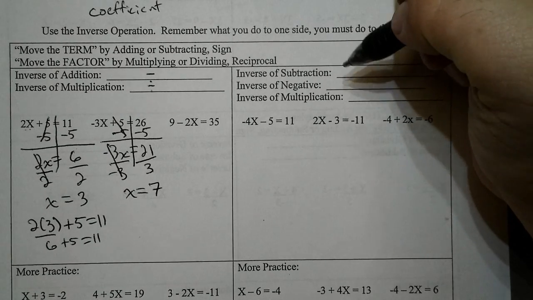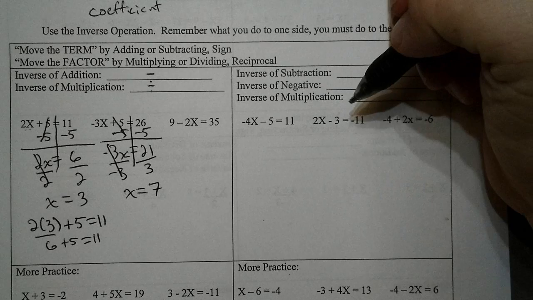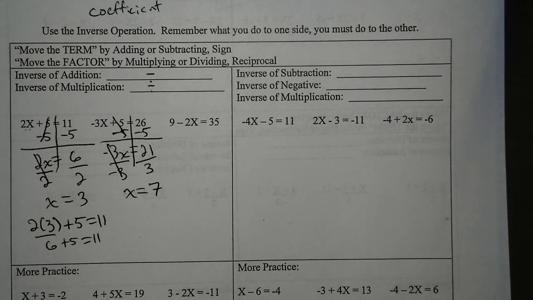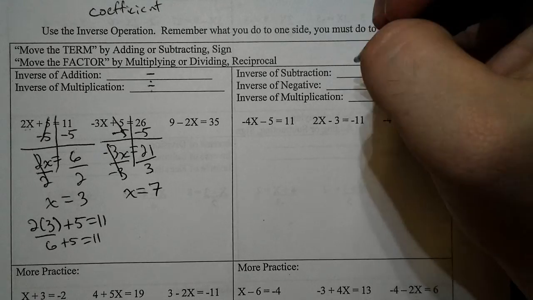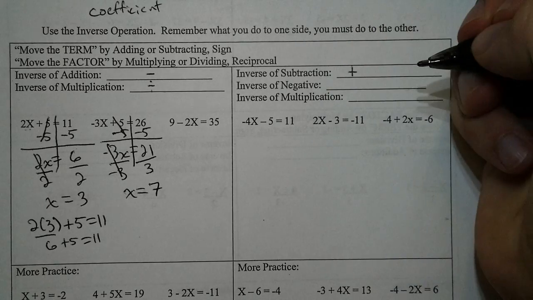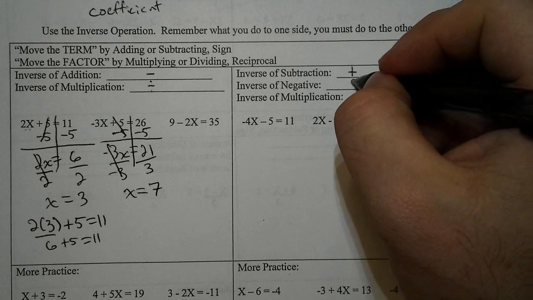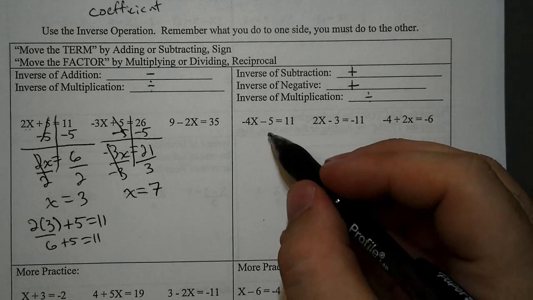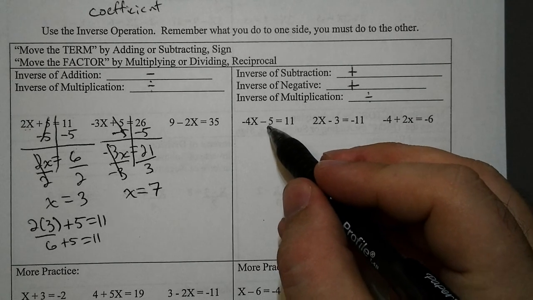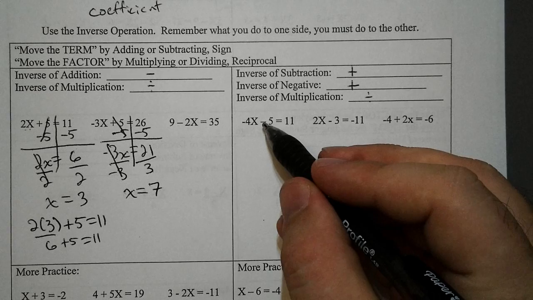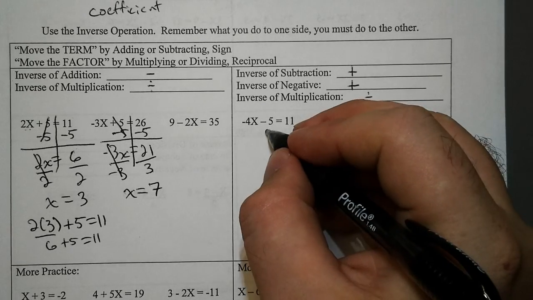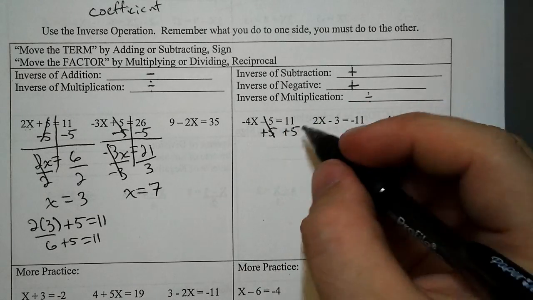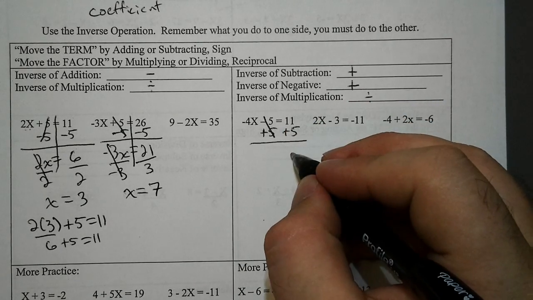Now, on this next one, all of these have a minus or a plus with a negative. So we're going to have to do the inverse of that, and we're going to add to move the number. Inverse of negative is also adding, and inverse of multiplying is dividing. So for this one, move your numbers first that are not attached to x. So minus 5, the opposite of that is plus 5. Cancel those. Bring it down. 11 plus 5 is 16.